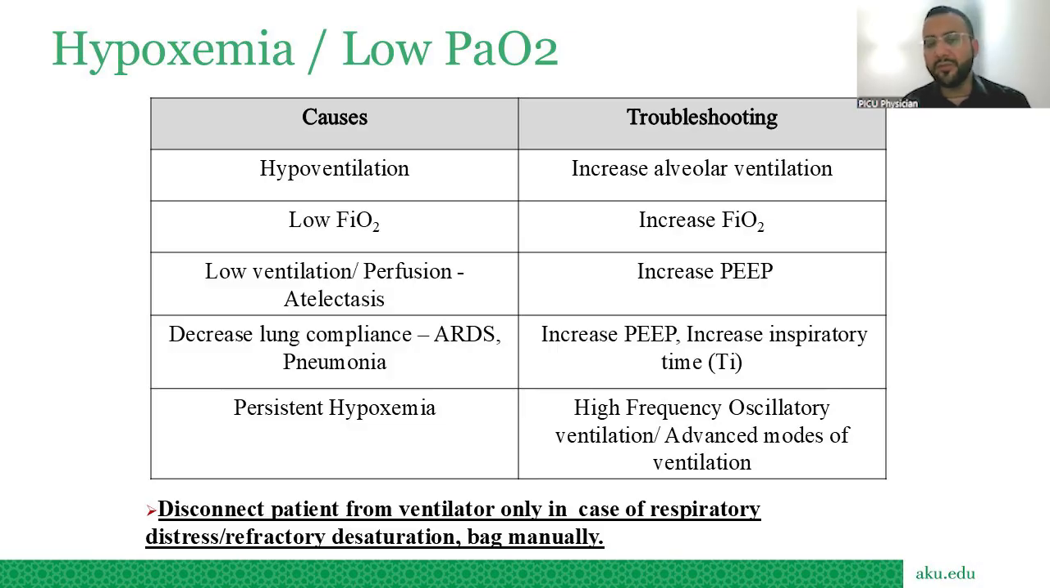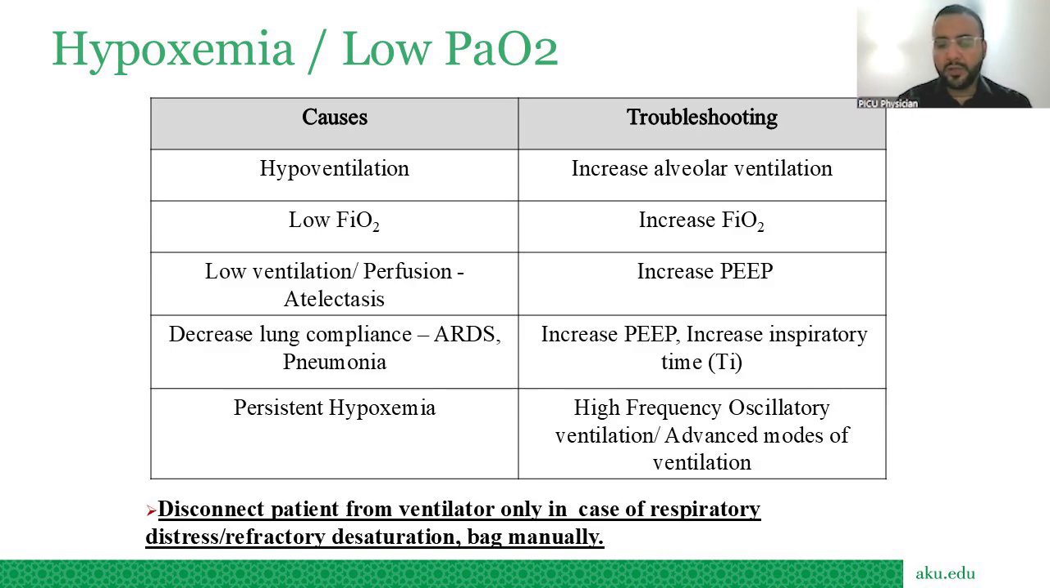Coming to hypoxemia or low PaO2, hypoventilation can be a cause. You have to increase the minute ventilation. If FiO2 is low, you have to increase the FiO2. If the lung condition is worsening, then you have to increase the PEEP and adjust the ventilator settings. And if these problems persist despite all the required changes, then probably the patient needs an advanced mode of ventilation, that is HFO, which we use in refractory cases.